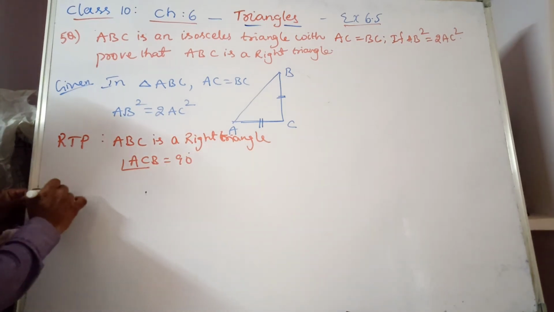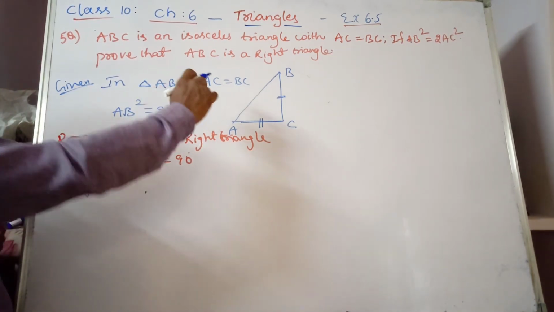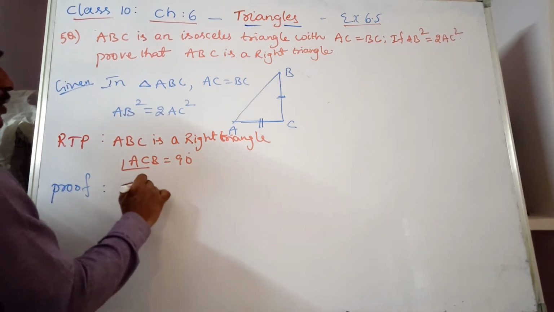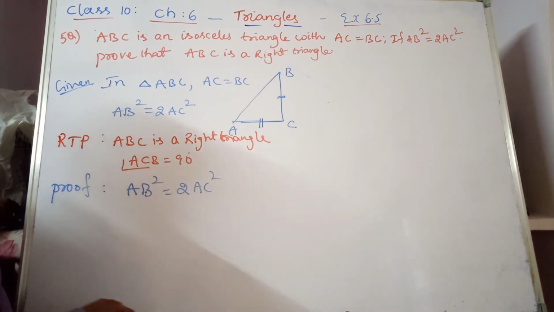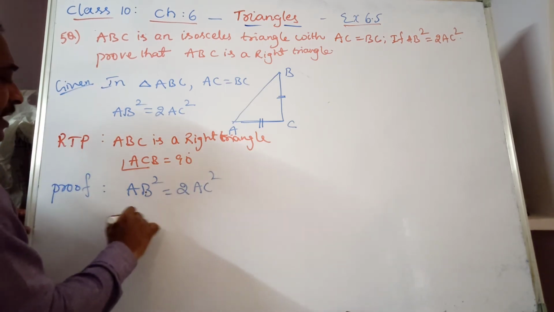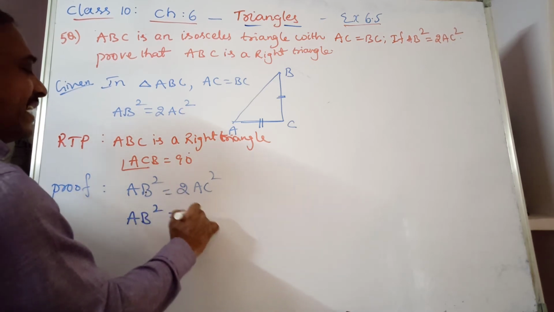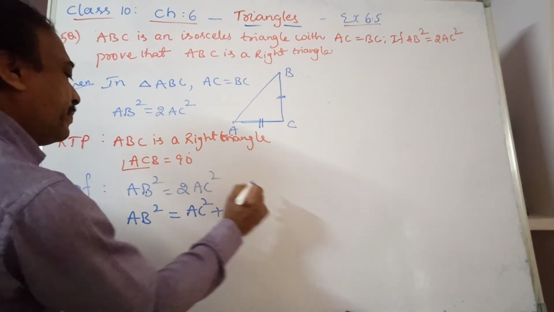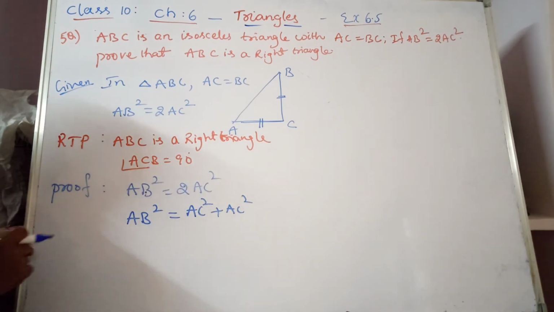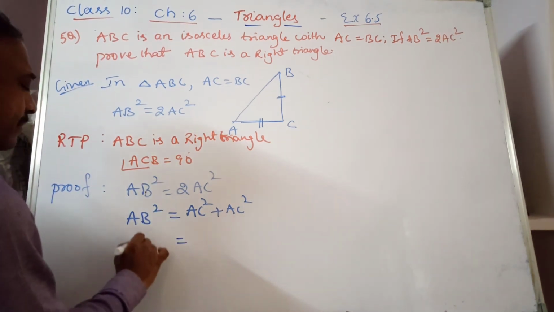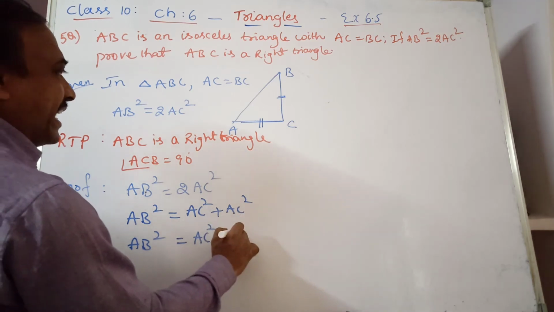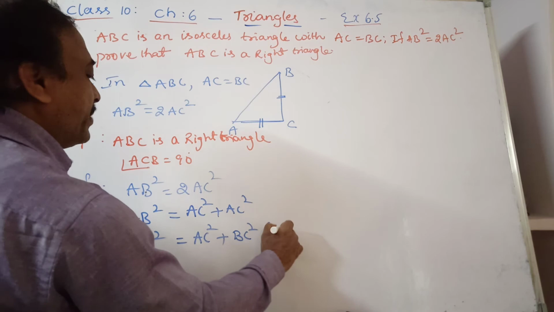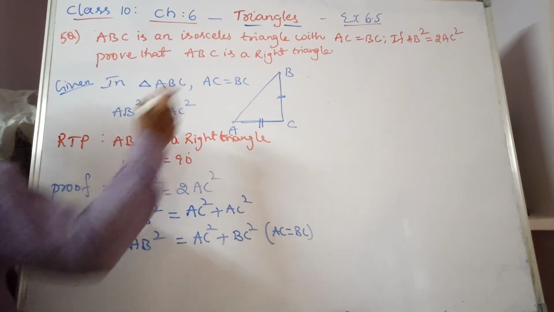Proof. As given, AB square is equal to 2 times of AC square. We know 2 times of AC square is nothing but AC square plus AC square. So AB square is equal to AC square plus AC square. Now AB square is equal to AC square plus, instead of AC I am writing BC square. Why? AC is equal to BC, that is given in the question.